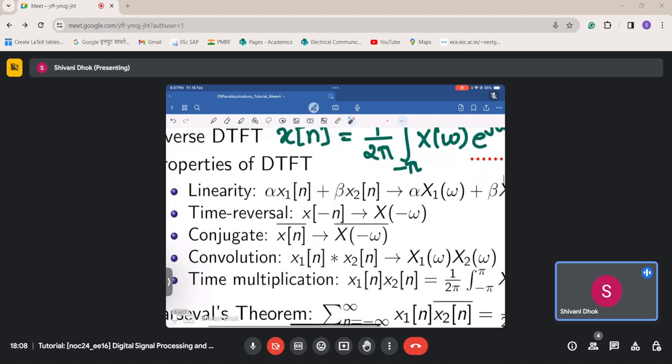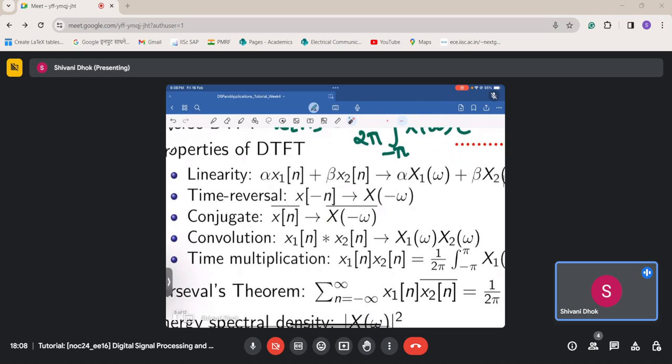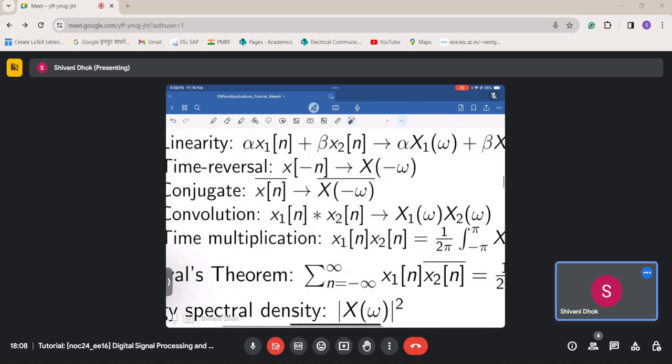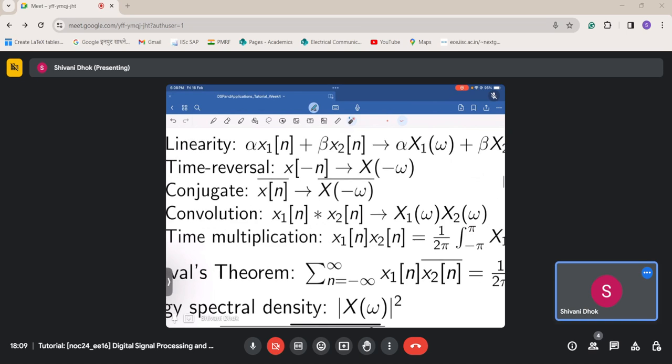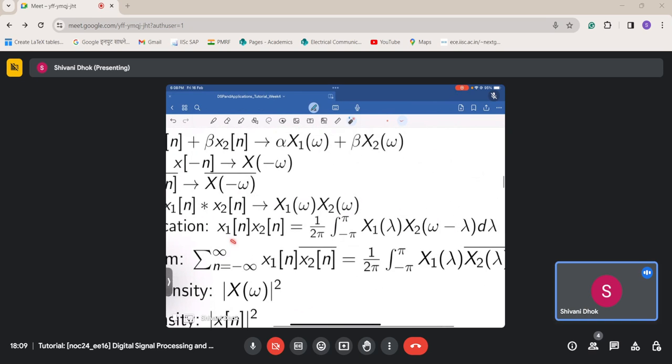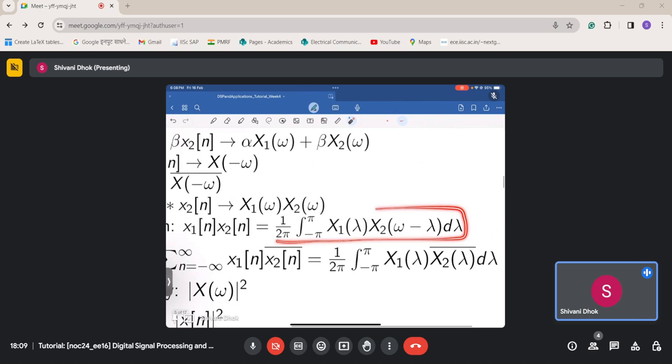After that, the conjugate property was discussed. If I take the complex conjugate of the signal x of n, then its DTFT will be X of minus omega, conjugated. After that, the convolution property was discussed. If I take the convolution of x1 of n with x2 of n, then its corresponding DTFT will be X1 of omega into X2 of omega. After that, we have time multiplication, x1 of n into x2 of n. Its DTFT is given by a periodic convolution as mentioned here.